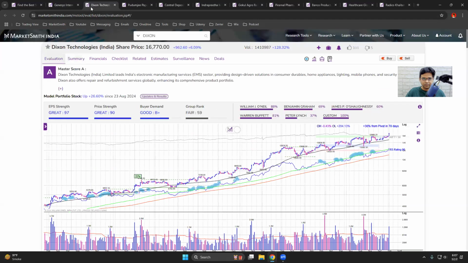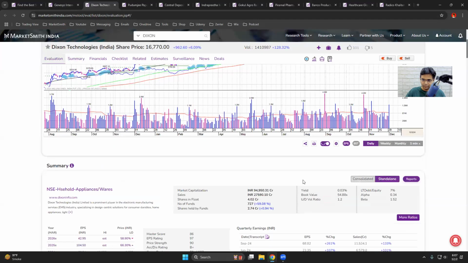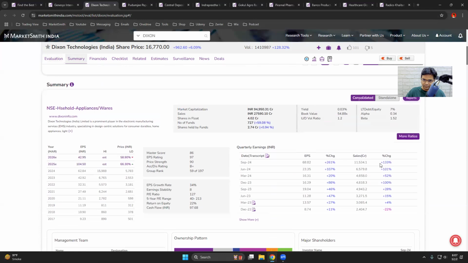Next, you look at Dixon, you go down, click on consolidated. Again, see, this is more than 25%. You don't even need to look at accelerating growth. Here it is 25% and accelerating. So what else do we want? We are getting both. If we get both, it's like icing on the cake.